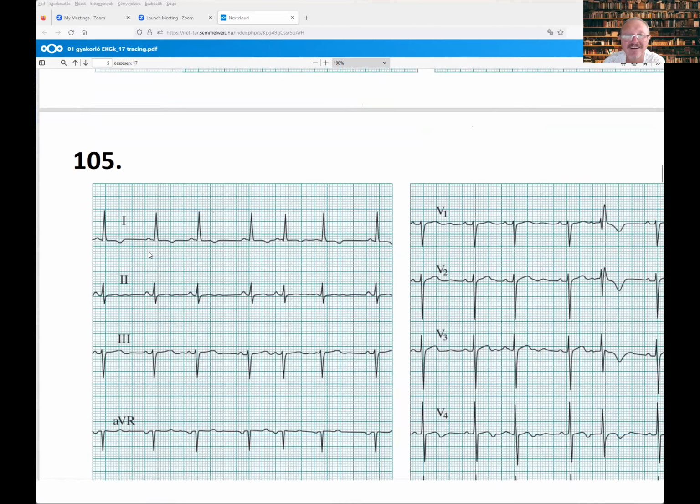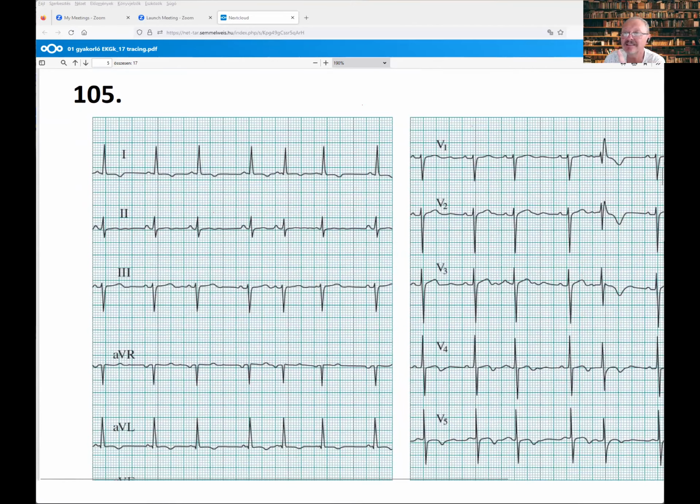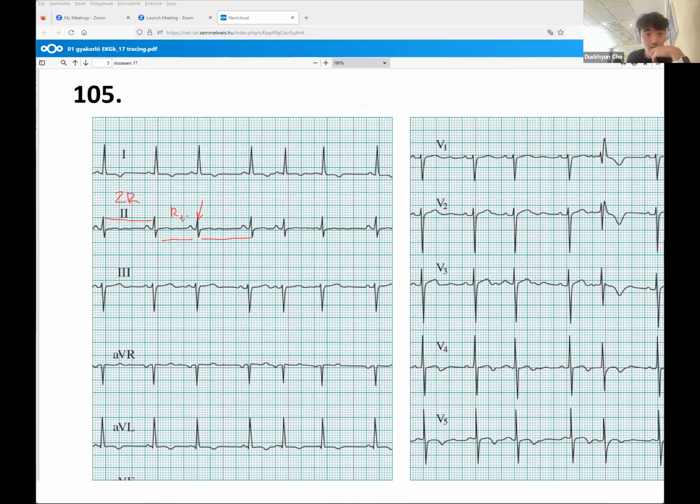That's 105. Now, you can see that's a premature beat right here, because this distance is longer than this distance. And after it is followed by the longer one, that's called a compensatory pause. And whether this is undercompensated, compensated or whatever, you have to compare two normal R's to the sum of R1 plus R2.